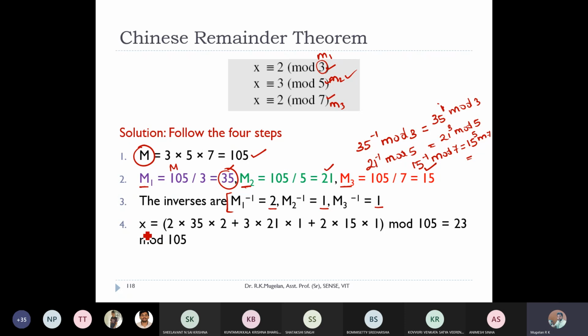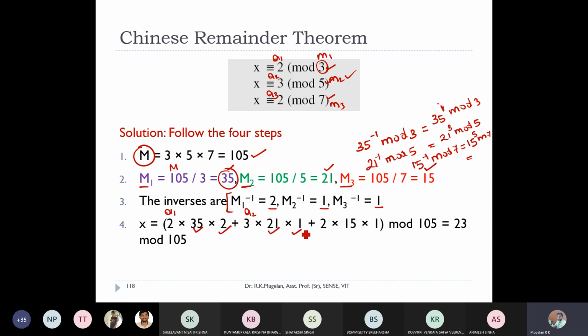And at last, to find the value of x, we take this a1. This is your a1, this is your a2, and this is your a3. So a1 times your capital M1, which is 35, multiplied by the inverse of this one, which is 2. Then a2 is 3.